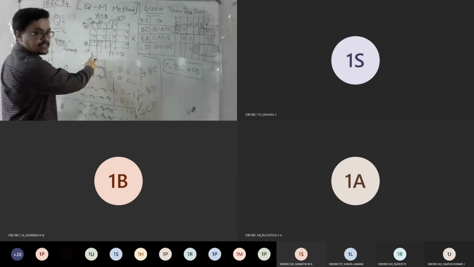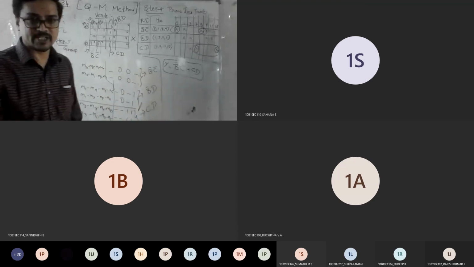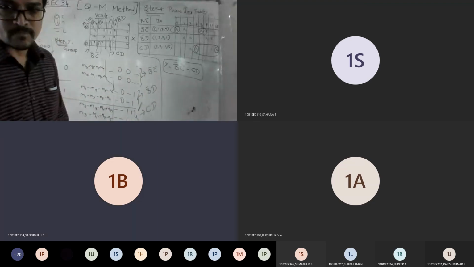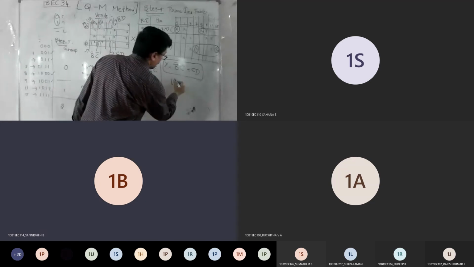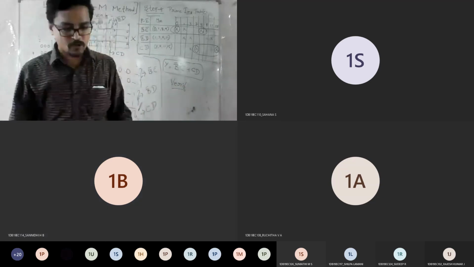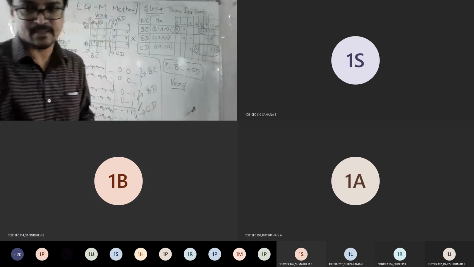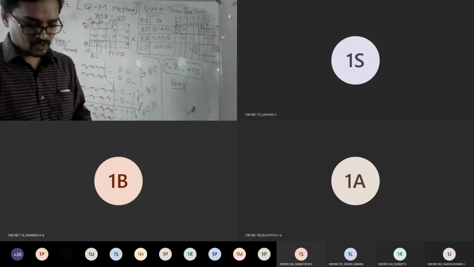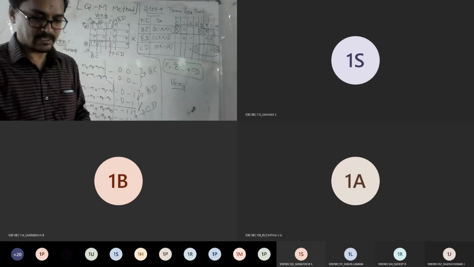Just check out what answer you got from the K-map. What answer did you prove? Is it matching? Yes, sir. So hence it is verified. This is what you can perform. You can do verification for 4 variables and 5 variables in Quine-McCluskey, not more than that.